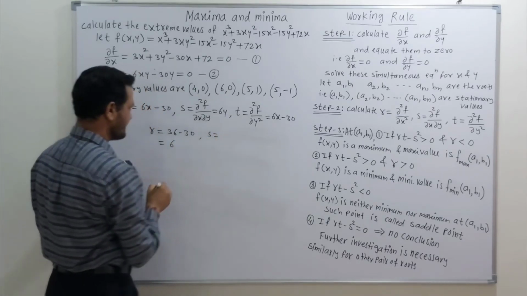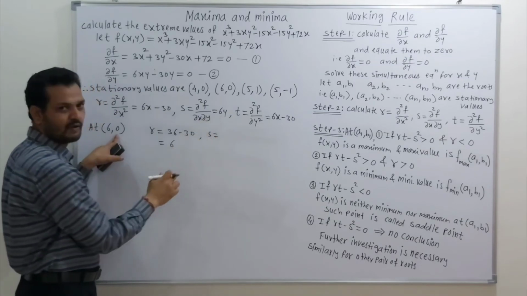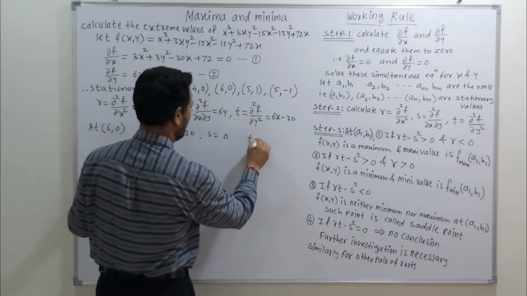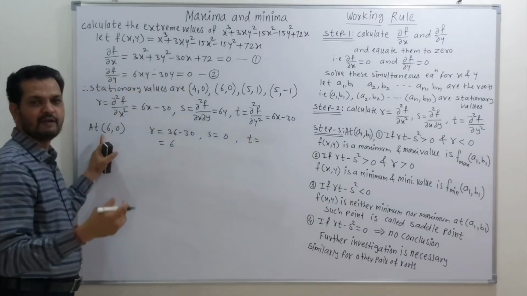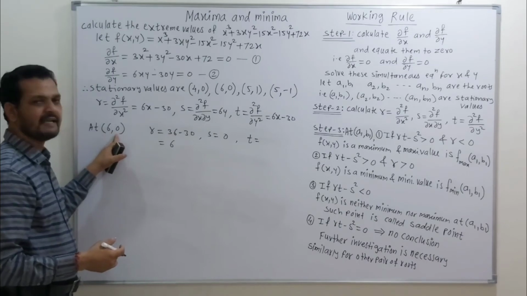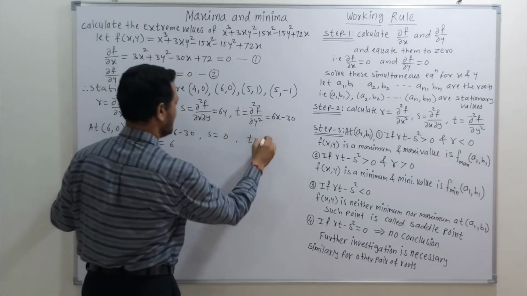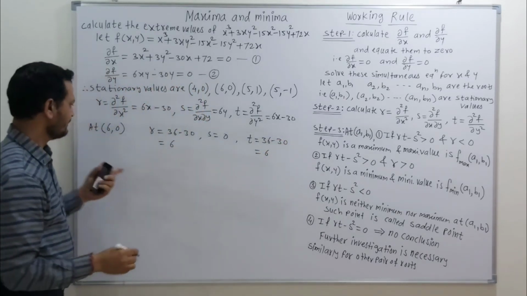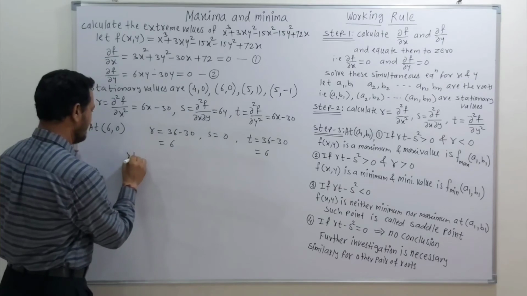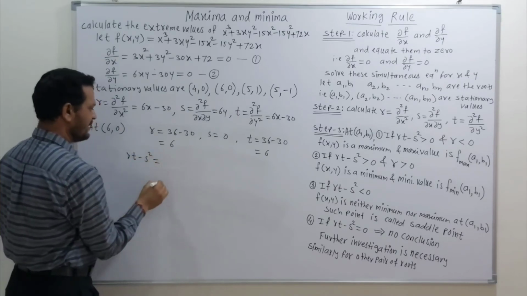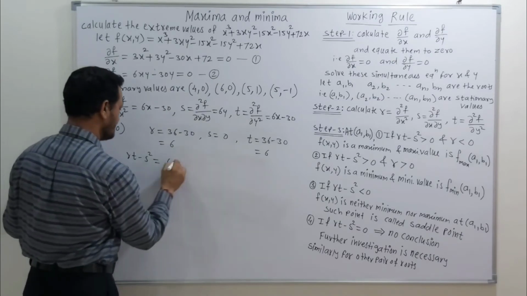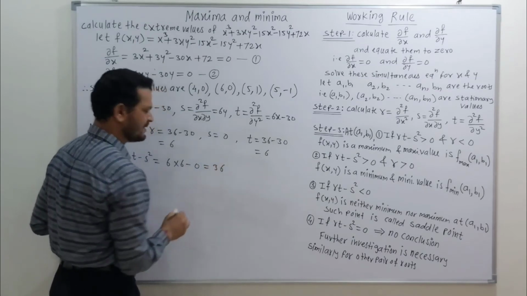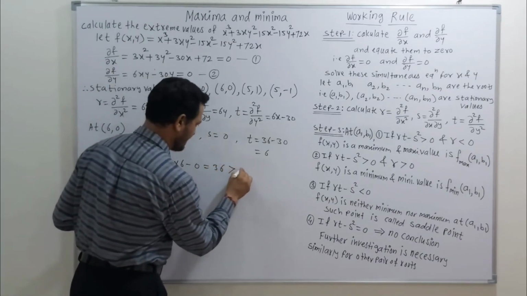Similarly, calculate the value of s. Here y is 0, so if we put y equal to 0, then s becomes 0. Then calculate the value of t. While calculating the value of t, put x equal to 6 and y equal to 0. So 6 sixes are 36 minus 30, so this answer is 6. Then if we calculate the value of rt minus s square, r is 6, t is again 6, minus s square is 0. So this value is plus 36.